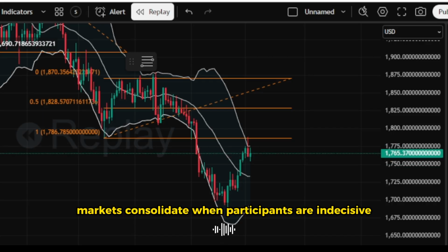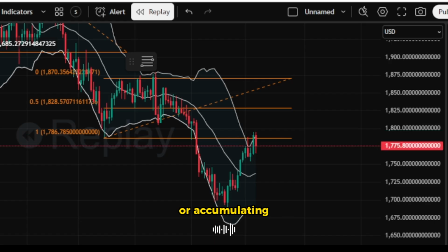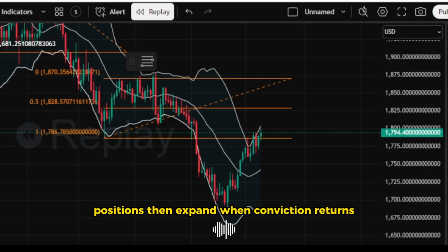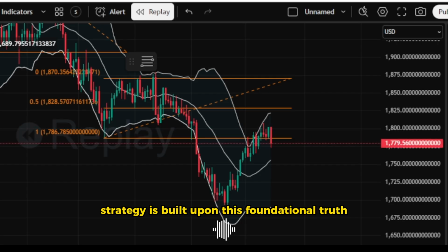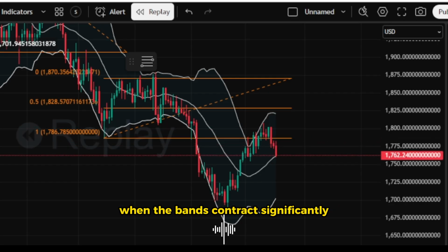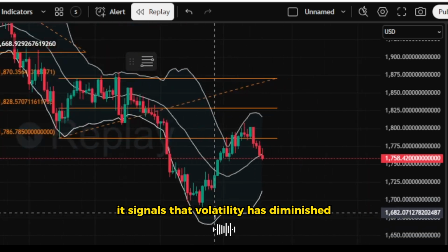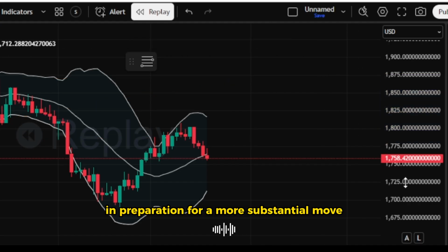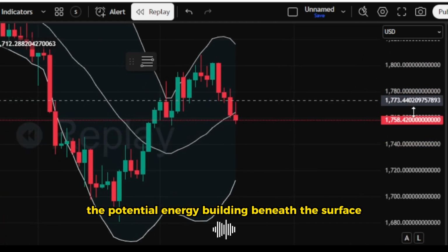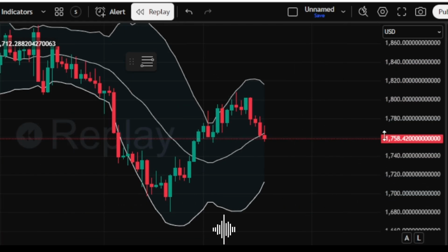Markets consolidate when participants are indecisive or accumulating positions, then expand when conviction returns. The Bollinger Bands squeeze strategy is built upon this foundational truth. When the bands contract significantly, it signals that volatility has diminished and the market is coiling in preparation for a more substantial move. The tighter this is, the greater the potential energy building beneath the surface.